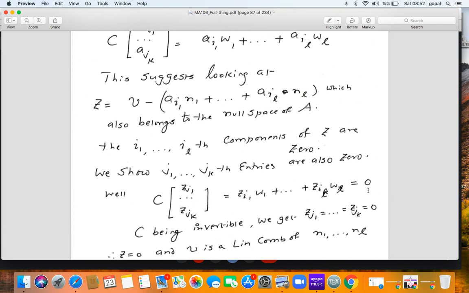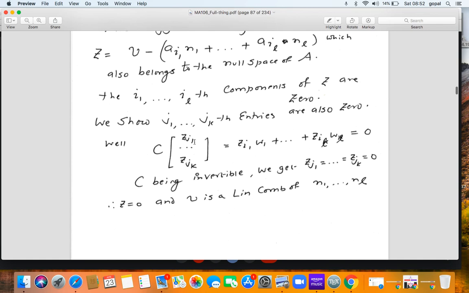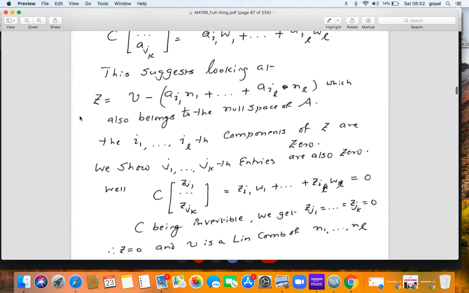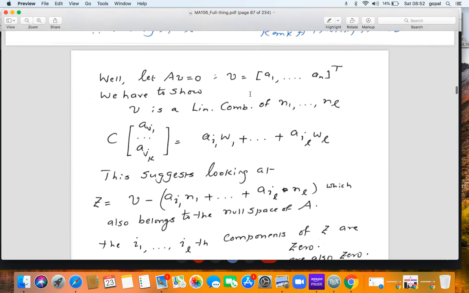So this was 0. But C is an invertible matrix. So I can multiply by C inverse and I can conclude that Zj1, Zj2, ..., Zjk are also 0. I finish showing that all entries of Z are 0. In other words, Z is a 0 vector. V is a linear combination AI1 N1 plus ... plus AIL NL. So that completes the proof of the rank nullity theorem.